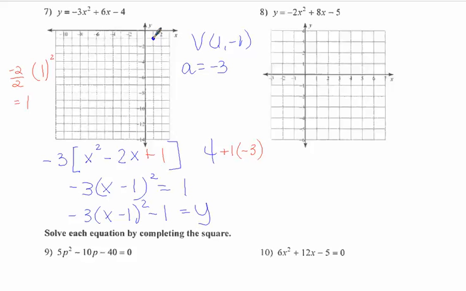1, -1 is right there. Who cannot plot a point? Me. Okay, now that I've done that, I can go over 1, down 3. Yeah, but we didn't catch you. That's okay. That's because you assume that I'm right all the time because I teach math, which is not the case.